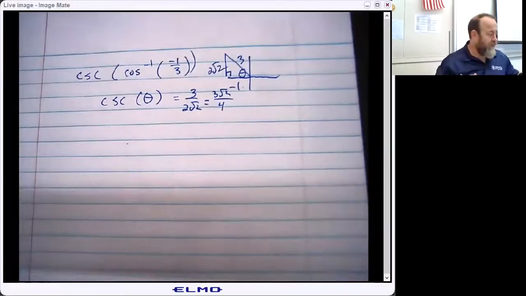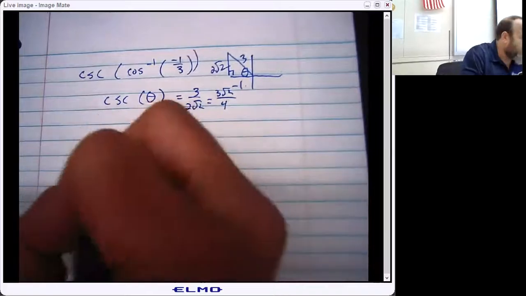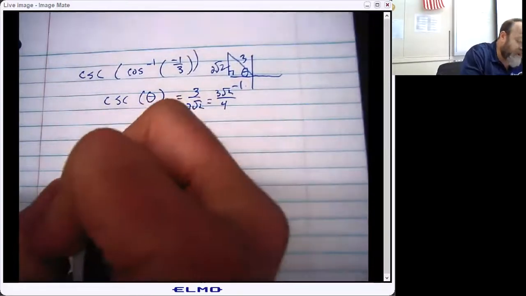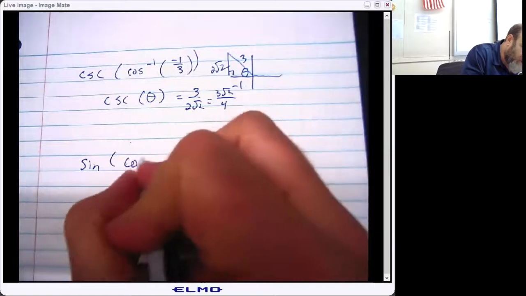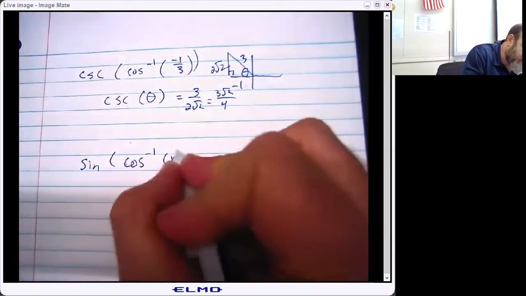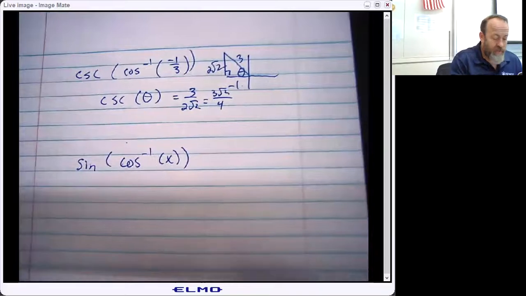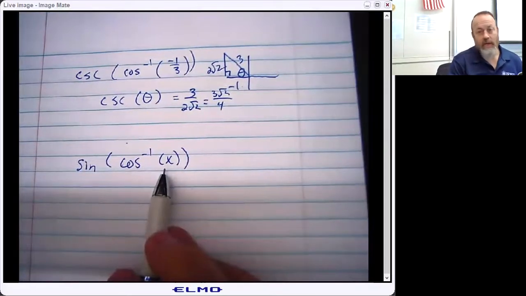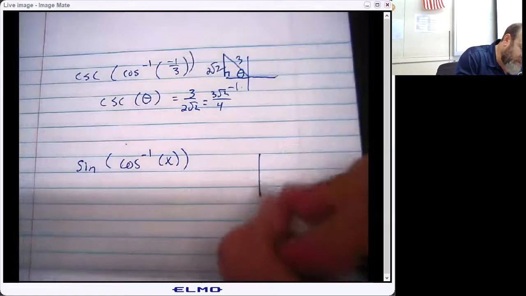Now, the final little chunk that's going to be kind of challenging is what happens when somebody does something a little bit challenging, like the sine of the cosine inverse of x. Well, that looks crazy, because one of the problems I have is I don't know where x is. I don't know if x is positive or if it's negative. I have no idea.